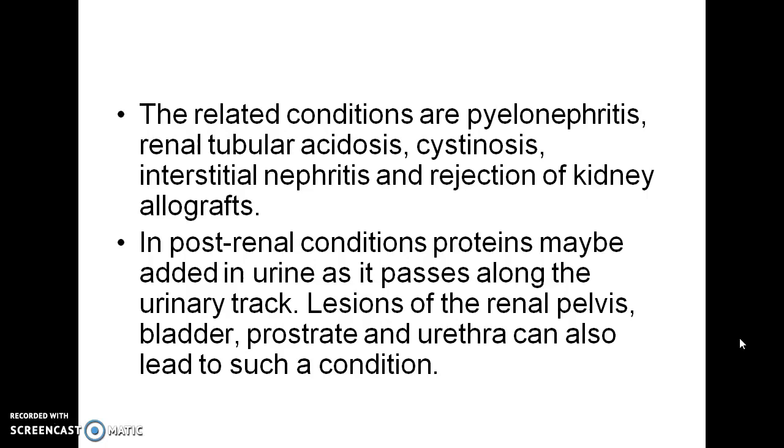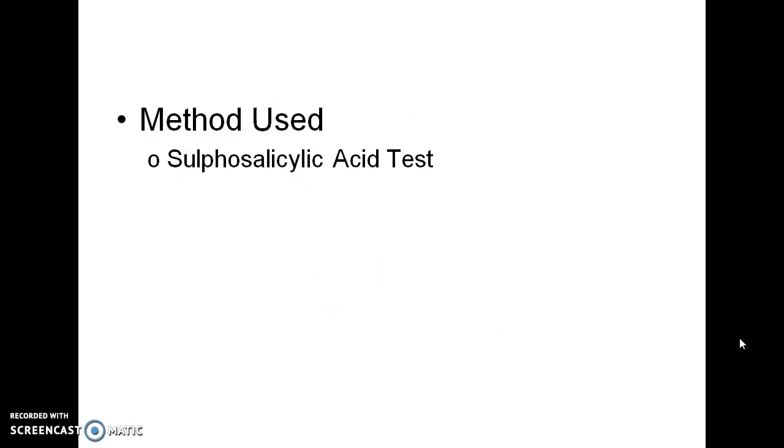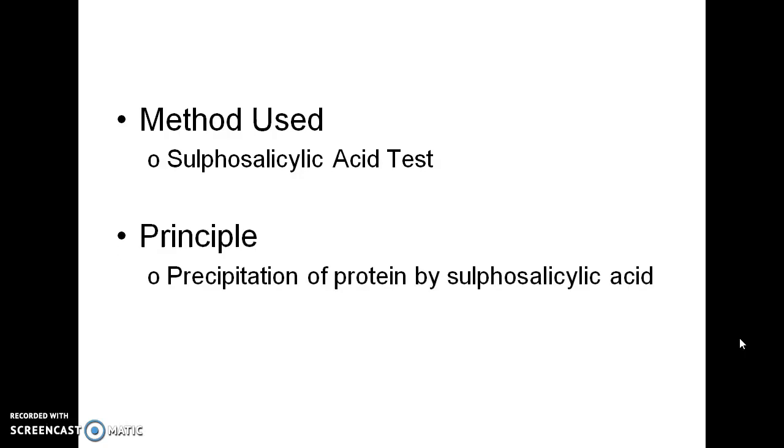In post-renal conditions, proteins may be added to urine as it passes along the urinary tract. Lesions of the renal pelvis, bladder, prostate and urethra can also lead to such a condition. The method used is the sulfosalicylic acid test, where the precipitation of protein by sulfosalicylic acid takes place.